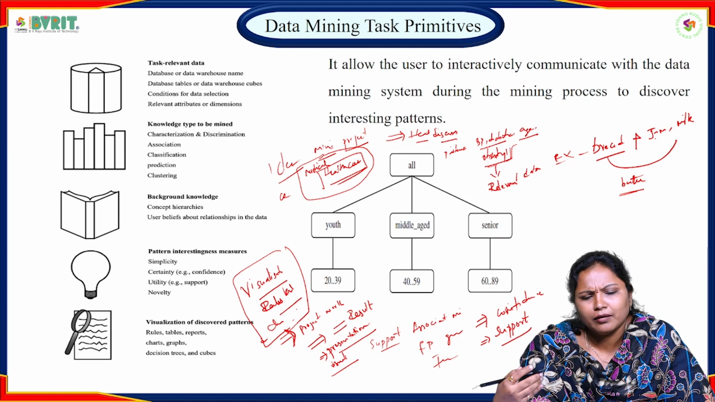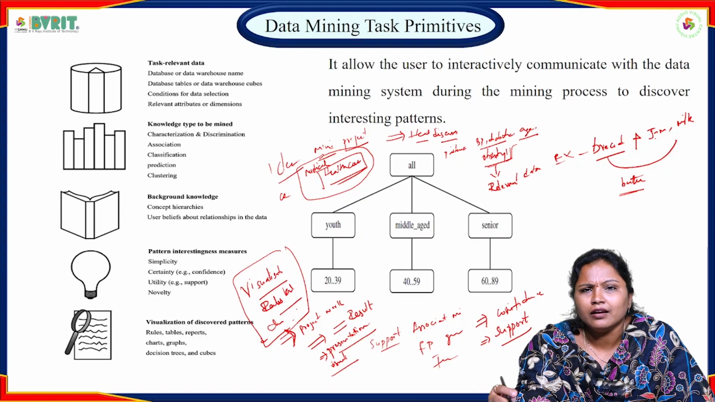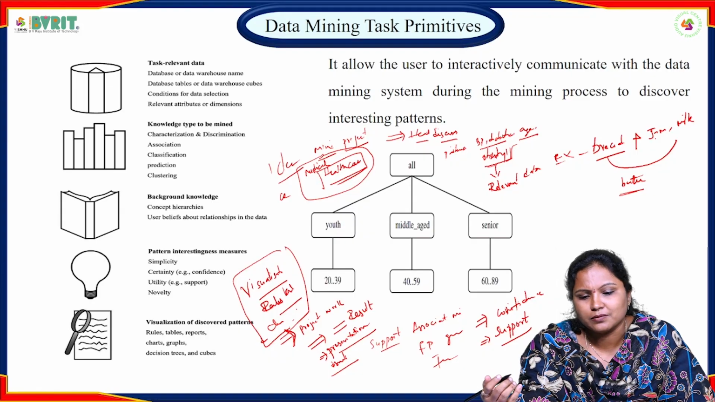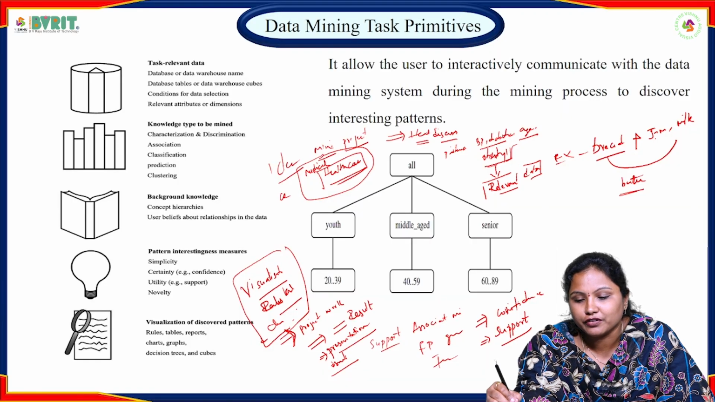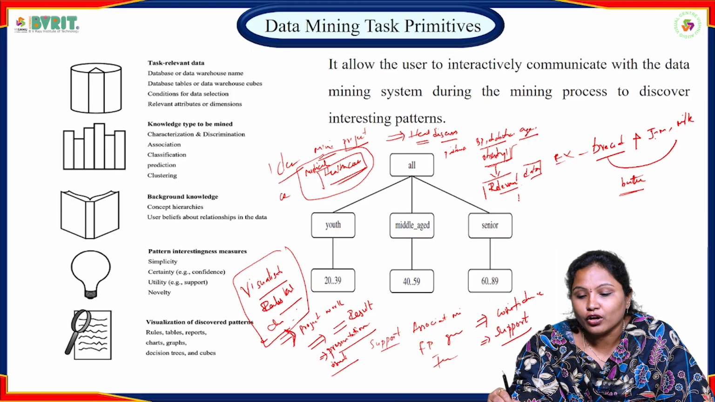When we go with medical healthcare, there are a number of medical healthcare systems, right? So generally we are considering heart disease, right? So here we need to find relevant data. What are the general parameters which will be considered for heart disease? And the next one is knowledge to be mined.